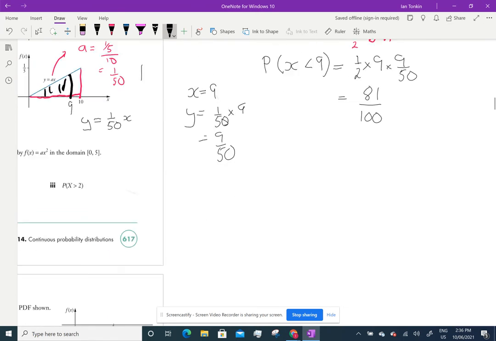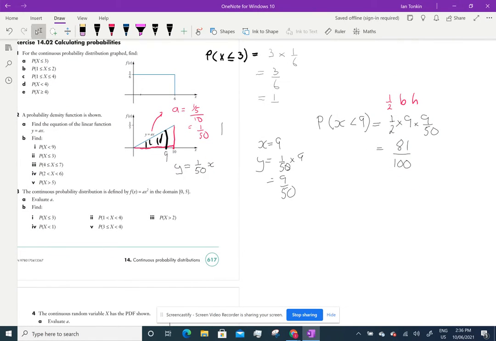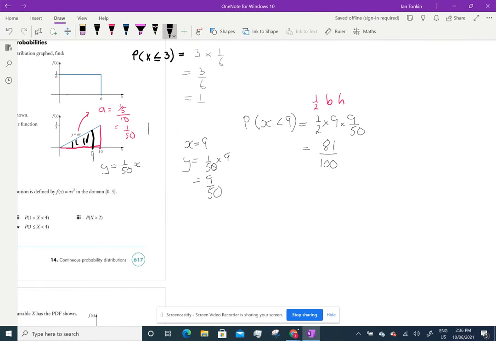Now, the next one, less than 3. Well, I just do the same thing. The probability of X less than 3, and I've used the wrong X there, it's going to be a big X. Well, that's a half times 3 times 3 on 50. You notice that I didn't need to put in, because I know whatever the x value, it's just going to be the x value over 50, which gives me 9 on 100. And I could keep going there.